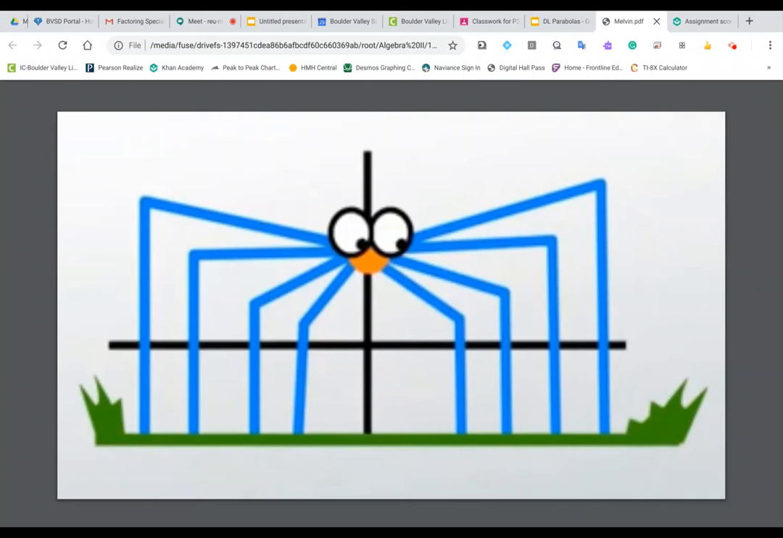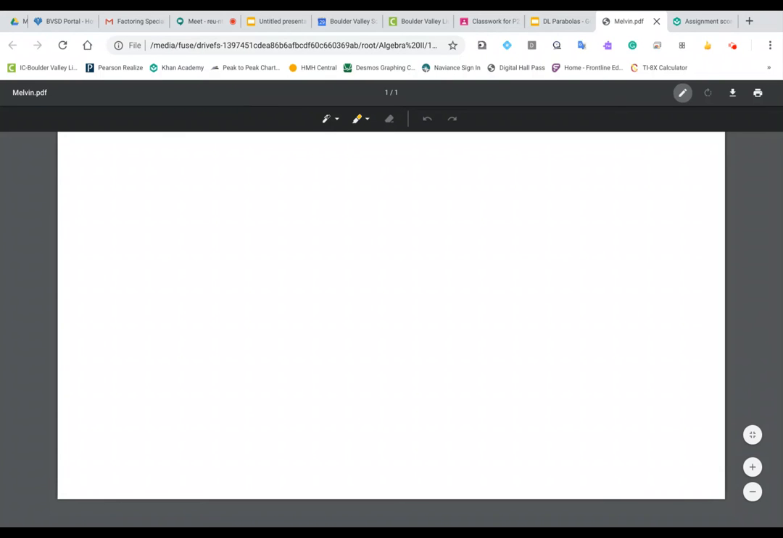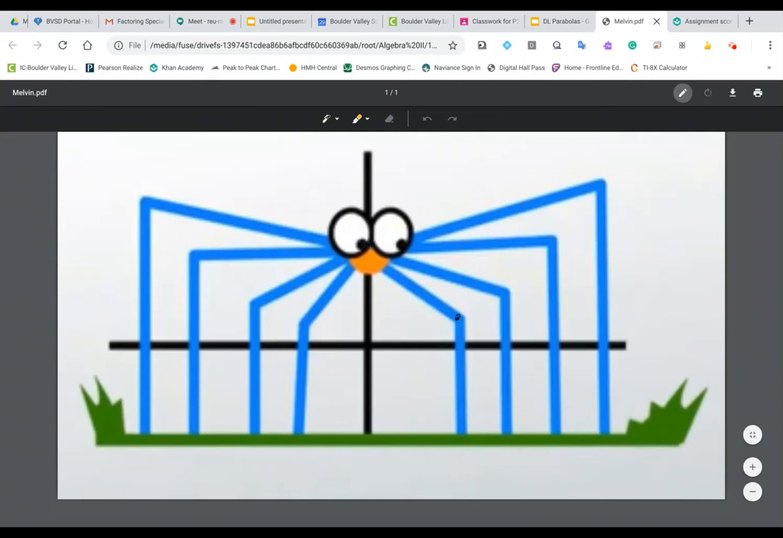And the fun thing about this is that if we were to connect the dots, so say that we put a dot at each of Melvin's legs, at each of his knees here, and we were to connect those dots, we would get a parabola.